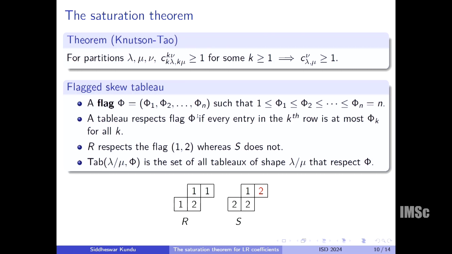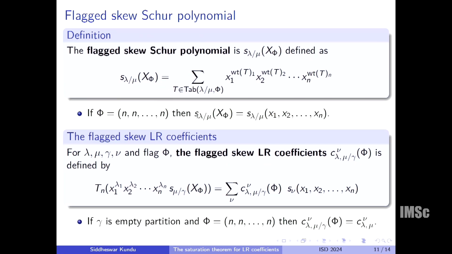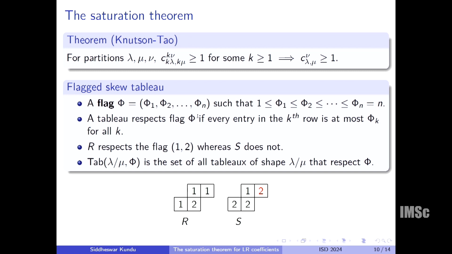And now this is the classical Littlewood-Richardson saturation theorem. For any given three partitions lambda, mu and nu, if C of k nu, k lambda, k mu is greater than or equal to 1 for some k greater than or equal to 1, then C of nu, lambda, mu is also greater than or equal to 1. Here k lambda means, if lambda is (lambda 1, lambda 2, ..., lambda n), then k lambda is (k lambda 1, k lambda 2, ..., k lambda n).